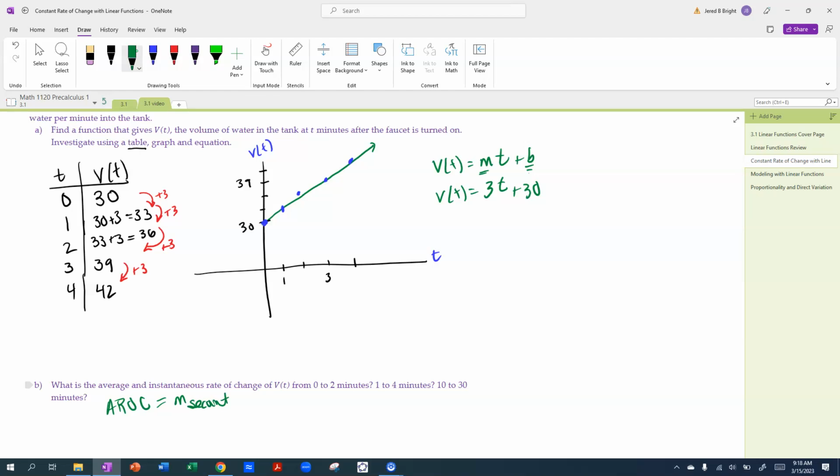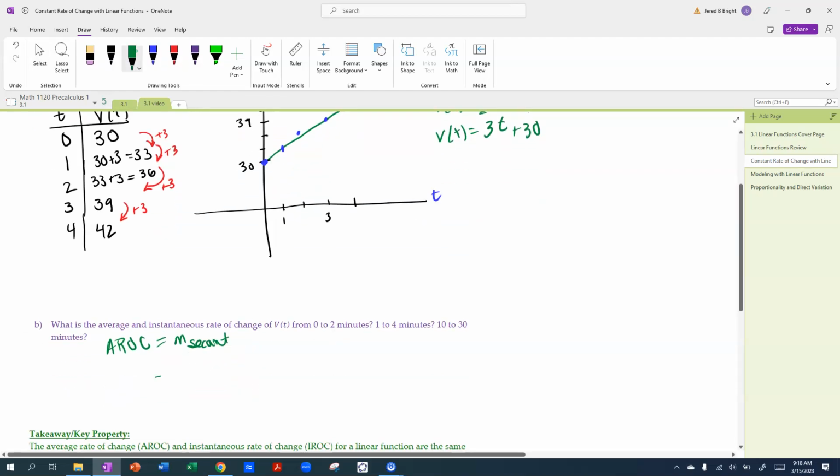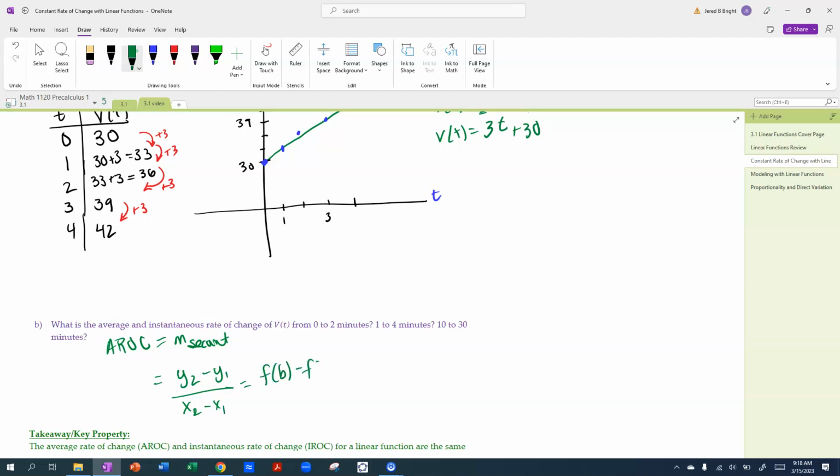Okay, that's generally what we did, but more generally, when we do the calculation of the average rate of change, it'd be y2 minus y1 over x2 minus x1, or if we were using function notation, it'd be f of b minus f of a all over b minus a. Okay, that's with function notation.